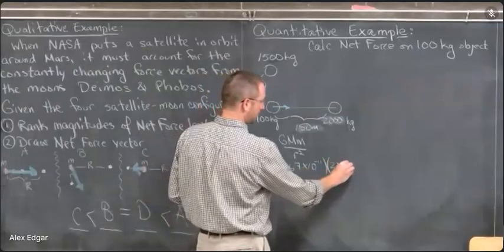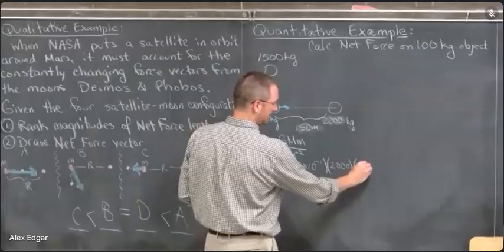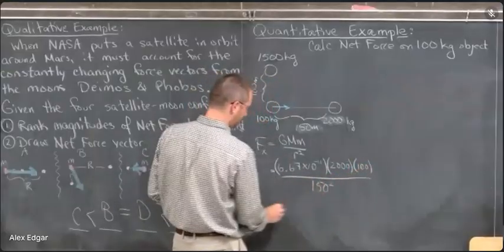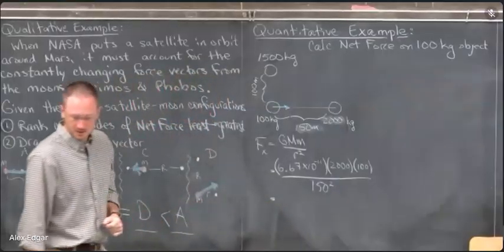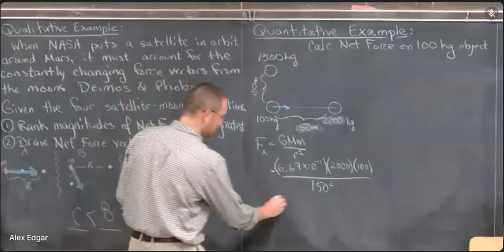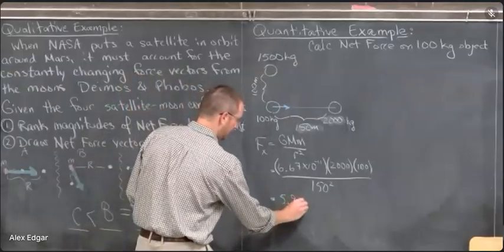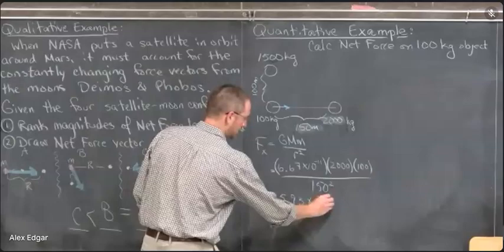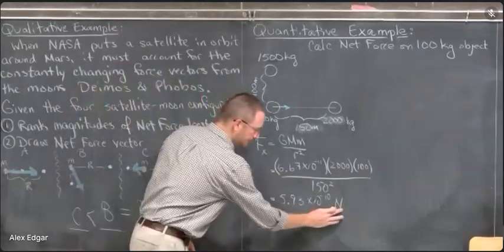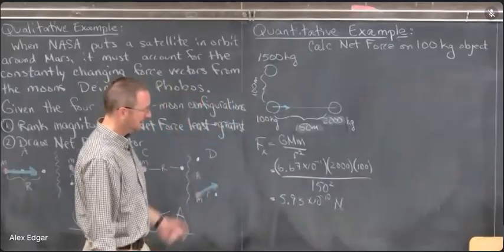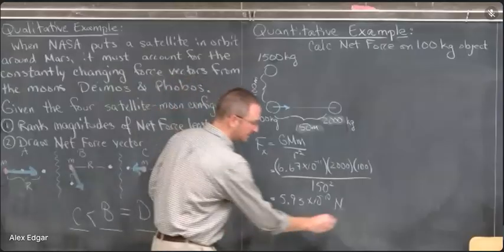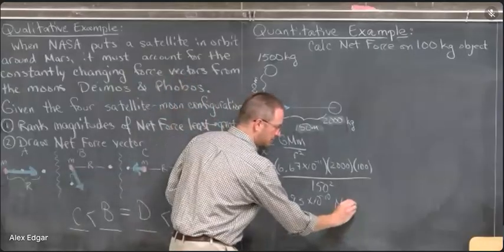The one mass is 2,000, the mass of interest is 100, and the distance between them is 150, and we're going to square that. This produces an overall force to the right of 5.93 times 10 to the minus 10th newtons. That's an M. And that's going to point in the x direction, which for vector notation, we give that an I hat.